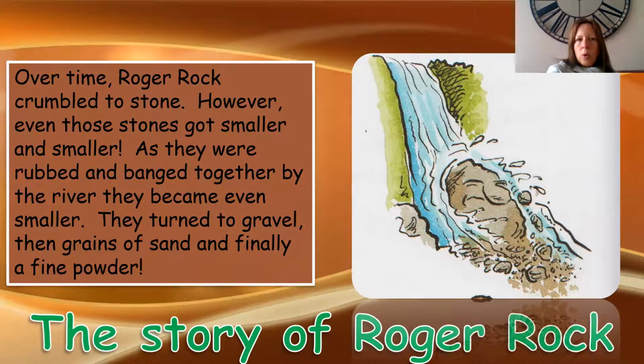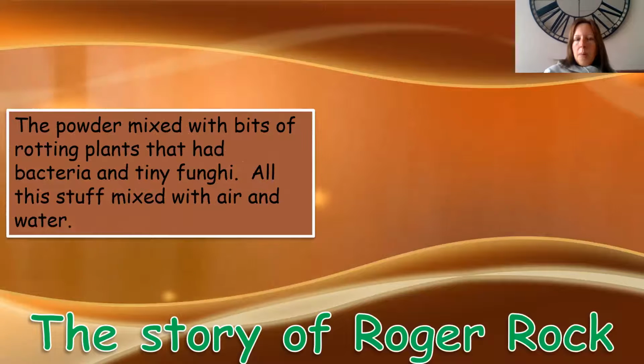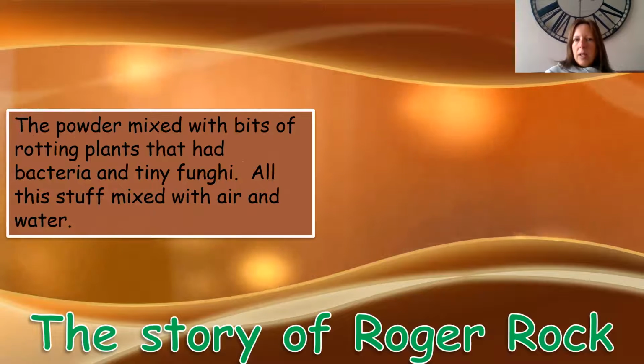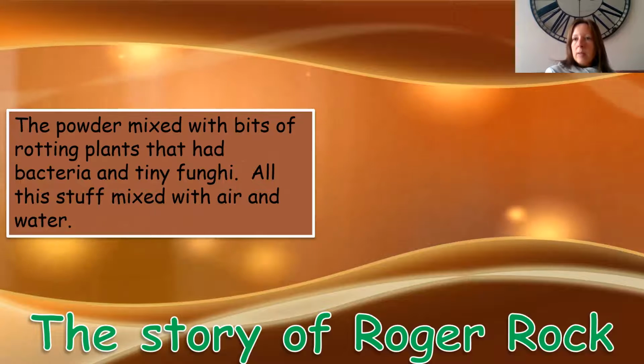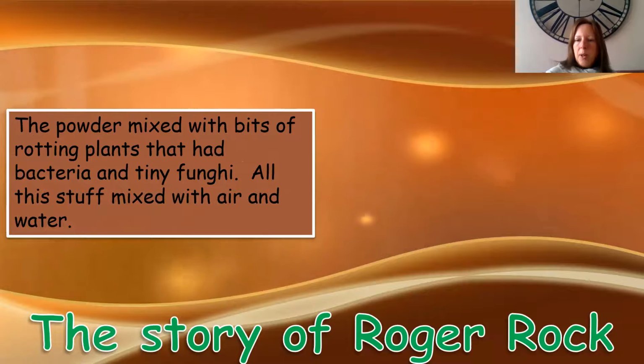Over time, Roger Rock crumbled to stone. However, even these stones got smaller and smaller. As they were rubbed and banged together by the river, they became even smaller. They turned to gravel, then grains of sand, and finally a fine powder. The powder mixed with bits of rotting plants that had bacteria and tiny fungi. All that rotten plants, all that bacteria, all that tiny fungi, all that stuff mixed with the air and water that was around it. So it becomes a big mixture.